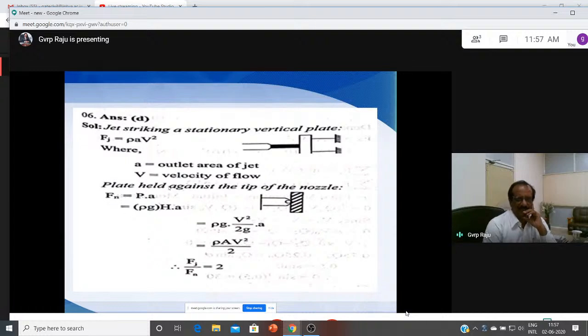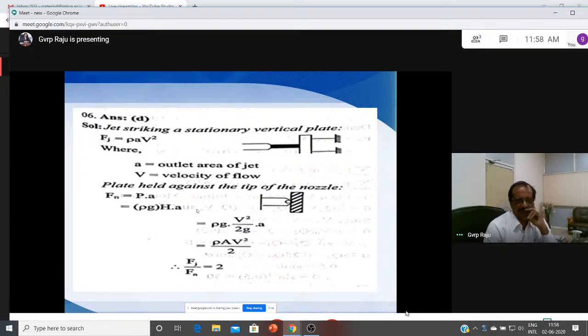Now find Fn, with the plate held against the tip of the nozzle. Now it is a normal force, which is equal to P into A, that is W H A, where W is rho into g, and A is the area here. And what is H? We have the velocity V equal to square root of 2gH, so H is equal to V squared by 2g. You can substitute this value of H, and A is the area, and rho g is W, so the force is W A H.